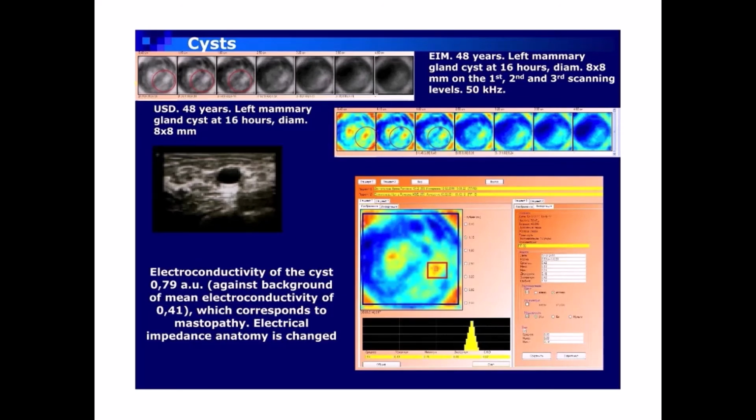Cysts. EIM. 48 years. Left mammary gland cyst at 16 hours, diameter 8.8 mm on the first, second and third scanning levels. 50 kHz. Ultrasound. 48 years. Left mammary gland cyst at 16 hours, diameter 8.8 mm. Electroconductivity of the cyst 0.79 AU against background of mean electroconductivity of 0.41, which corresponds to mastopathy. Electrical impedance anatomy is changed.